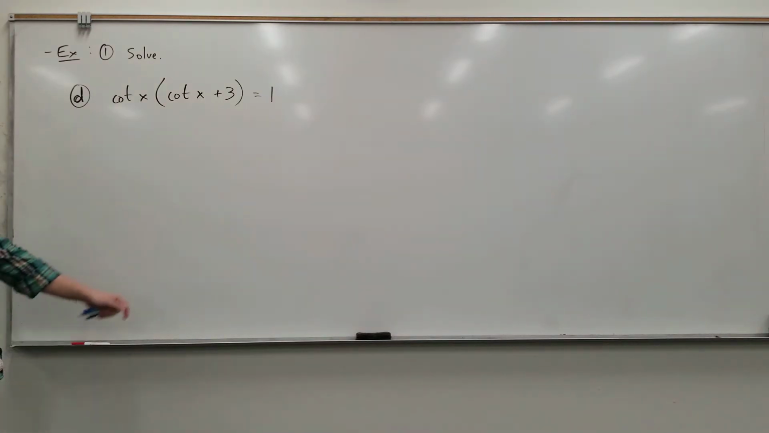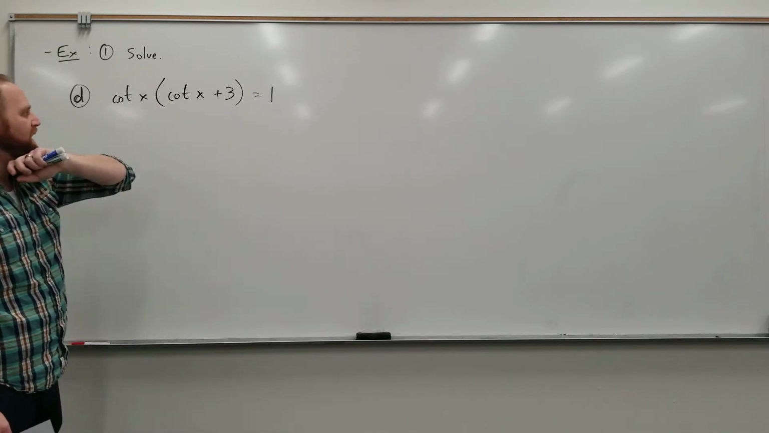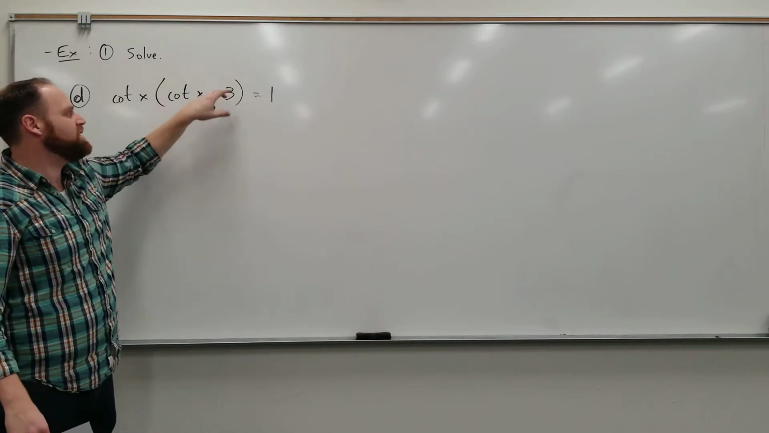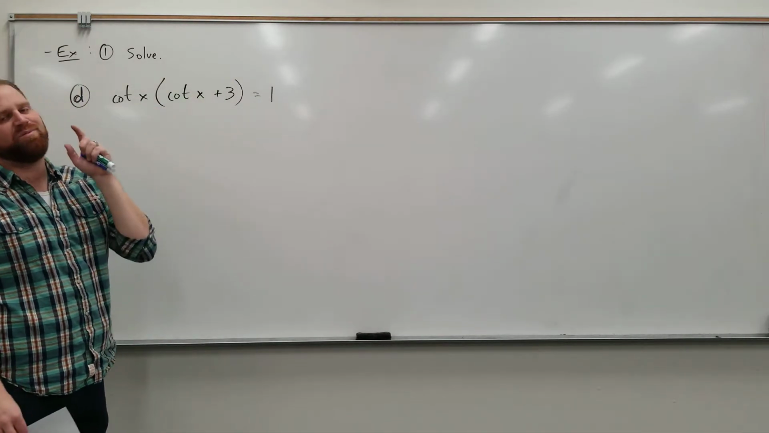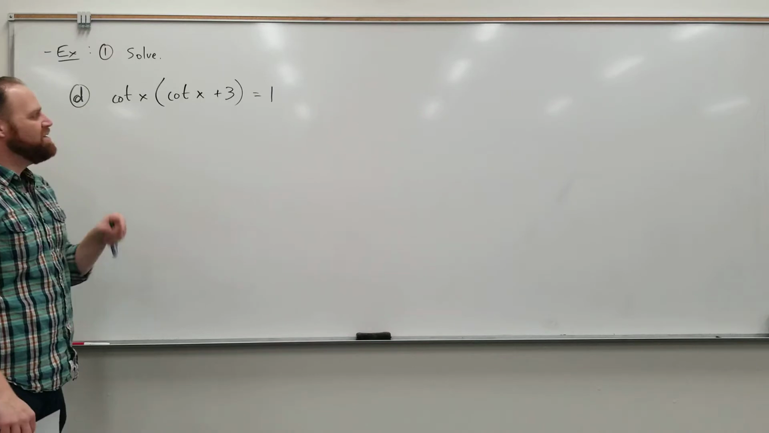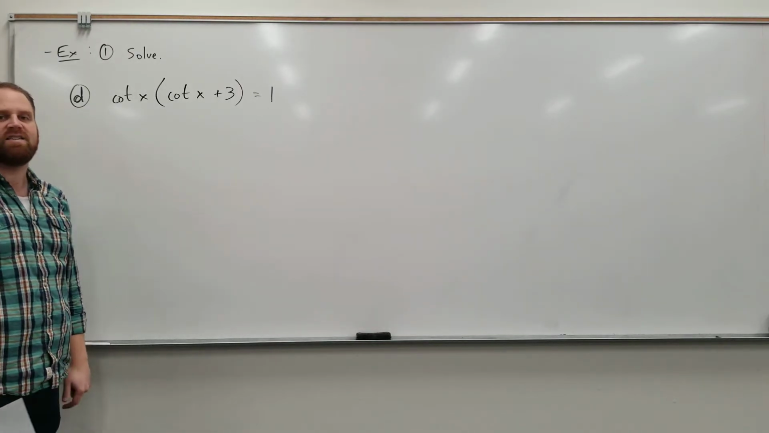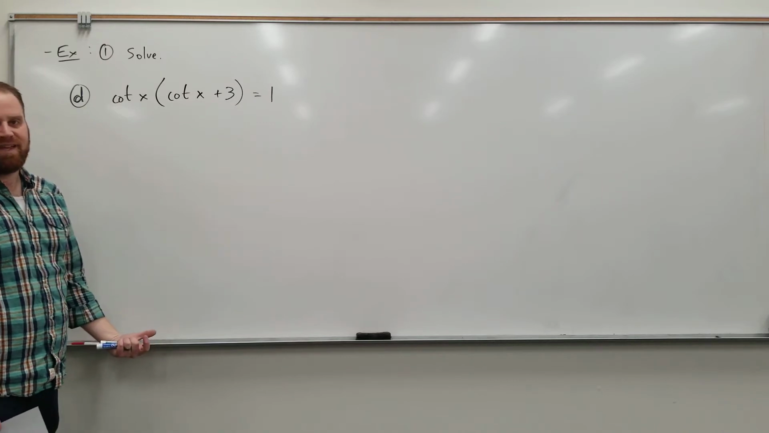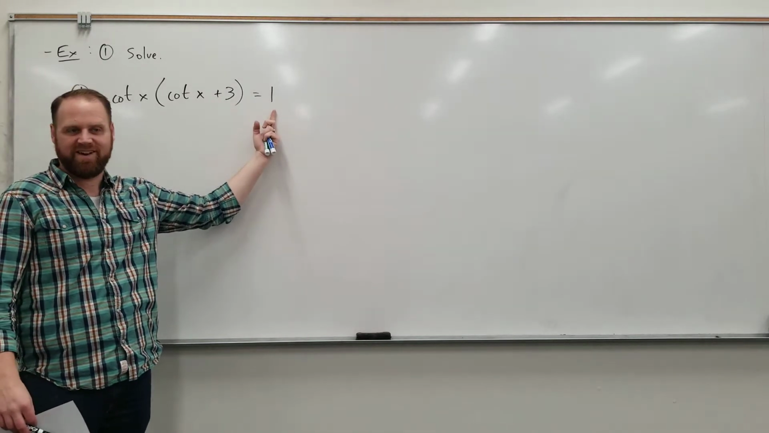So let's solve this one. You're going to be tempted probably to say, it's already factored. So I could say cotangent x equals 1 or cotangent x plus 3 equals 1, and that would be wrong, right? What you're attempting to apply is the zero product principle. But the thing about the zero product principle is that the product has to be 0, right? Not 1.